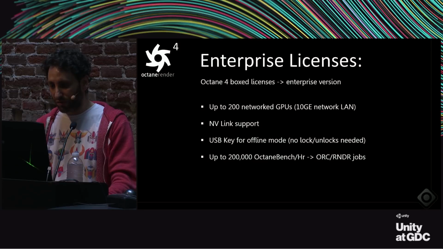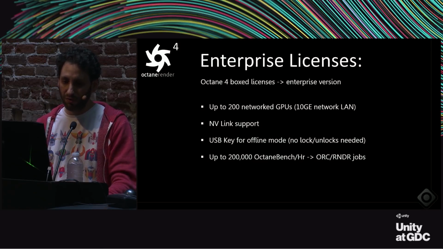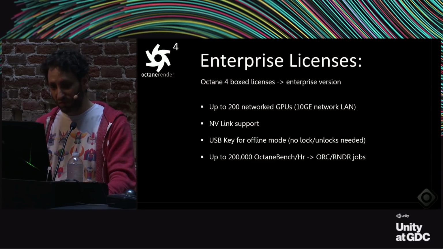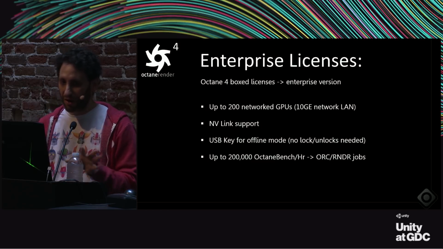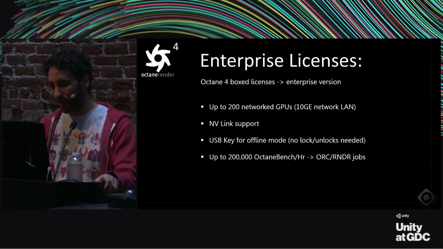The enterprise licenses are much higher end. They support some very high-end features like NVLink, which is in the very high-end NVIDIA cards, and you can use up to 200 GPUs at once to render a single frame. And you'll also notice there's a bullet point at the bottom describing how many Octane bench. This is how much rendering power you have on the cloud.